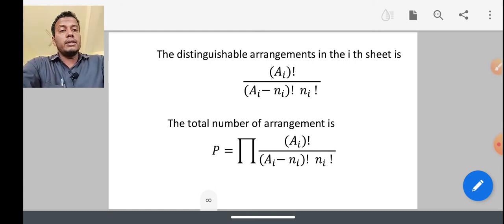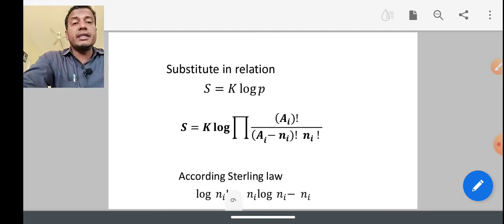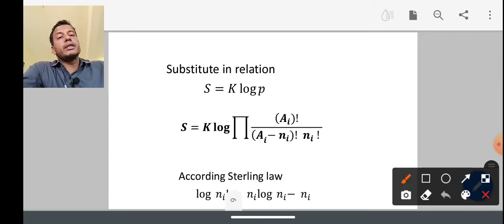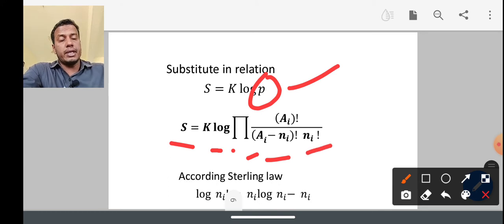As we move further, we substitute in the given Boltzmann entropy relation, that is S is equal to k log P. Put the value of log P here. So, S is equal to k log of the product of a_i factorial divided by (a_i minus n_i) factorial times n_i factorial.